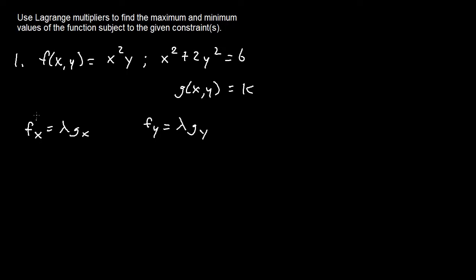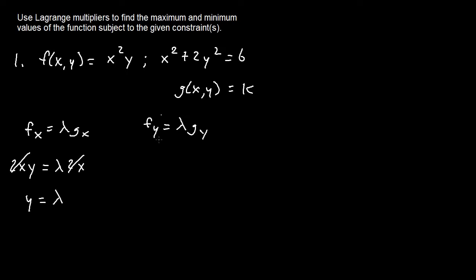So let's go ahead and first find f sub x, or in other words, the partial derivative of the function with respect to x. If x is the variable, y is the constant, then the partial derivative of x squared y is going to be 2xy. And that's going to equal lambda, the variable, times g sub x. So we're going to take the partial derivative of g with respect to x. The partial derivative is simply 2x. If we go ahead and simplify, the 2x's will cancel, and so we'll get y equals lambda.